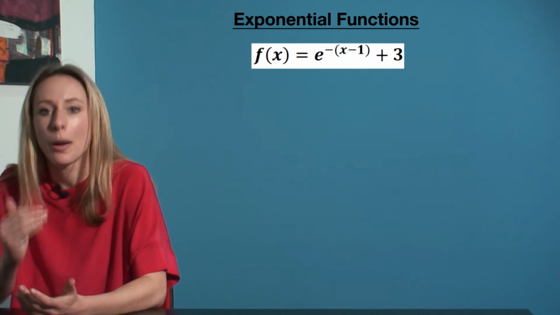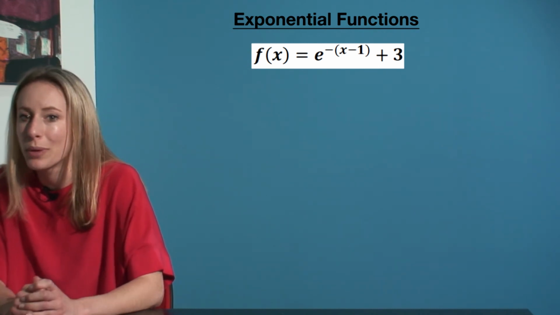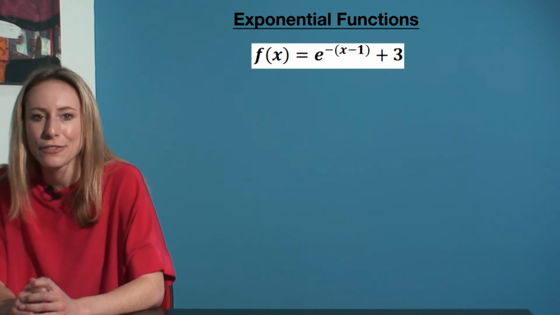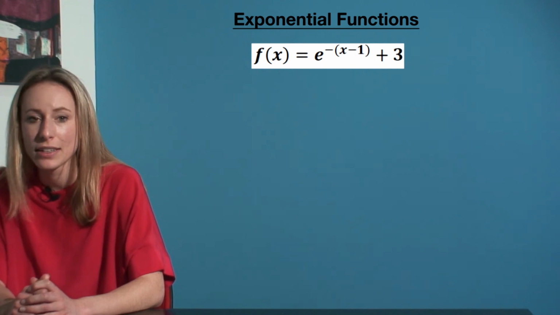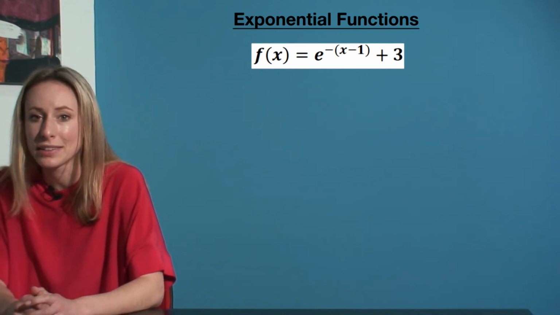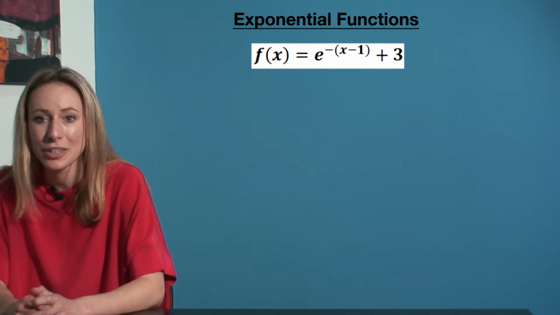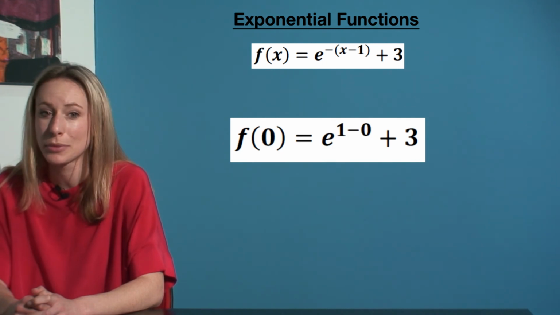Given the shift of 3 up, we know that there will be an asymptote at y equals 3, and that the function will always be greater than this. Since the function is reflected in the y-axis, we know that as x approaches positive infinity, the graph will approach 3. To finish off, we just need to find the y-intercept by setting x to 0, as we know due to the shift of the asymptote that there can be no x-intercept.